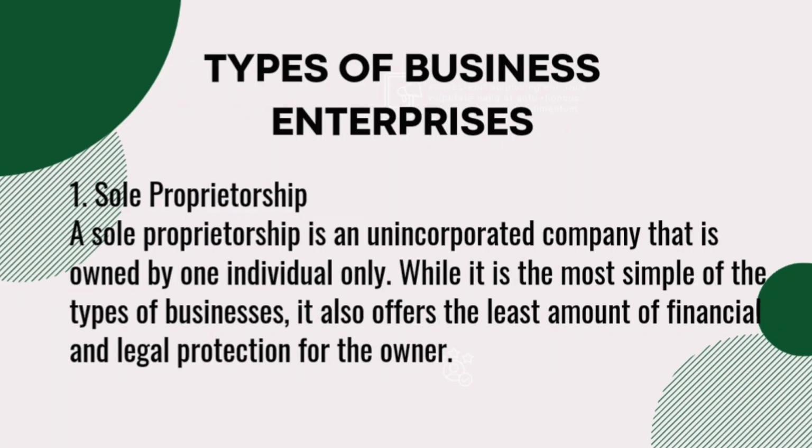So now, we already know what business enterprise is, right? So let us now discuss the different forms of business enterprises. And the first form is the sole proprietorship. So what is a sole proprietorship? Types of business enterprises. The first one is sole proprietorship. A sole proprietorship is an unincorporated company that is owned by one individual only. While it is the simplest of the types of businesses, it also offers the least amount of financial and legal protection for the owner.